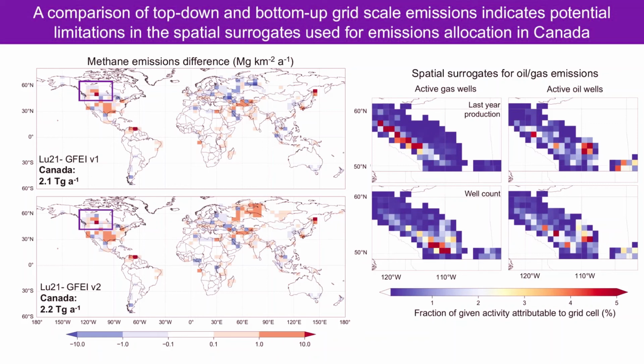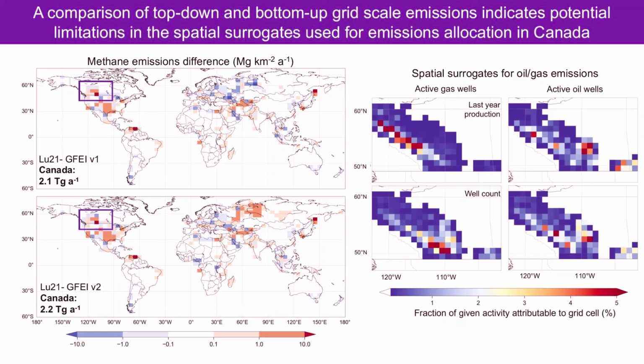And so we wanted to say, well, what can we explain this severe underestimate with? And so we looked at some different spatial metrics, and we also tried comparing to this version of GFA because it incorporates that new Canada inventory, but we saw the same spatial pattern. And so both of these bottom-up inventories use gas production per well and oil production per well to distribute emissions within the country.